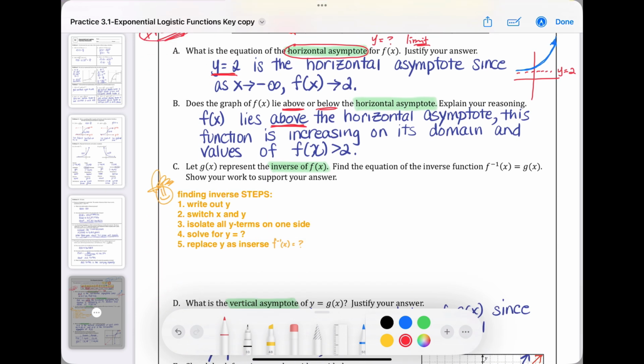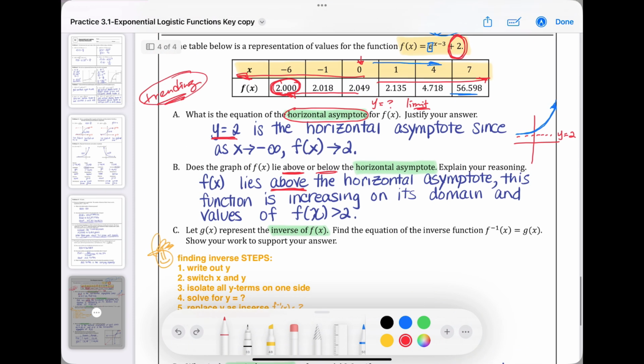C, the keyword is the inverse function. It's kind of a review from last year. How do we find the inverse function? Five steps. The original function is given to us: f of x is equal to e to the x minus 3, then plus 2. So follow the steps. Step 1, we write out y. So I'm going to make this become y. So y is equal to e to the x minus 3 power, then plus 2.